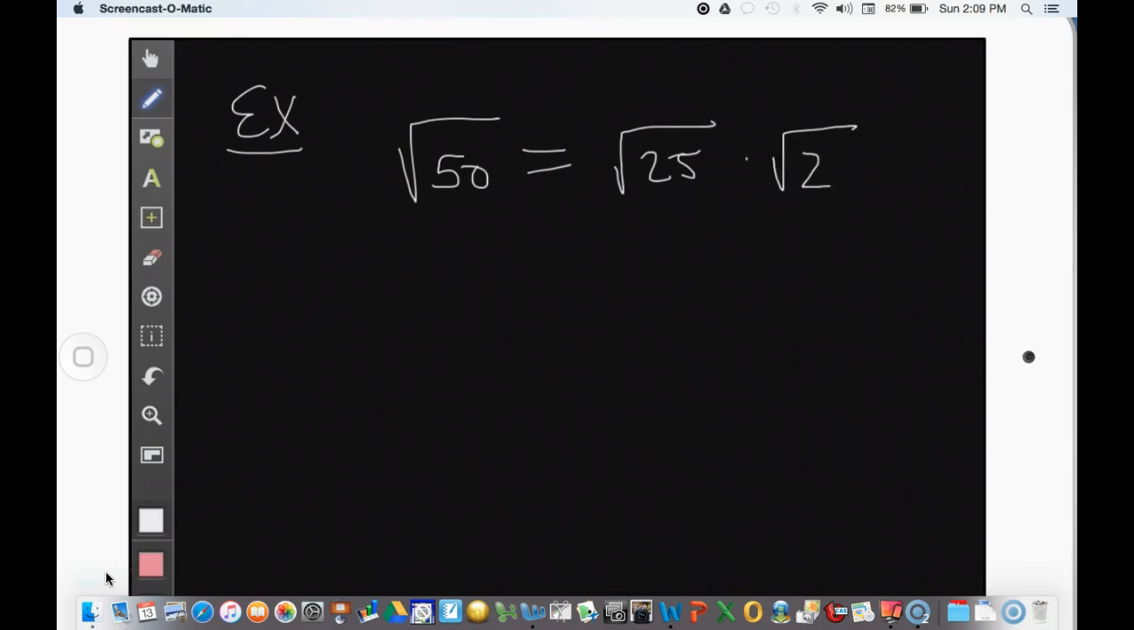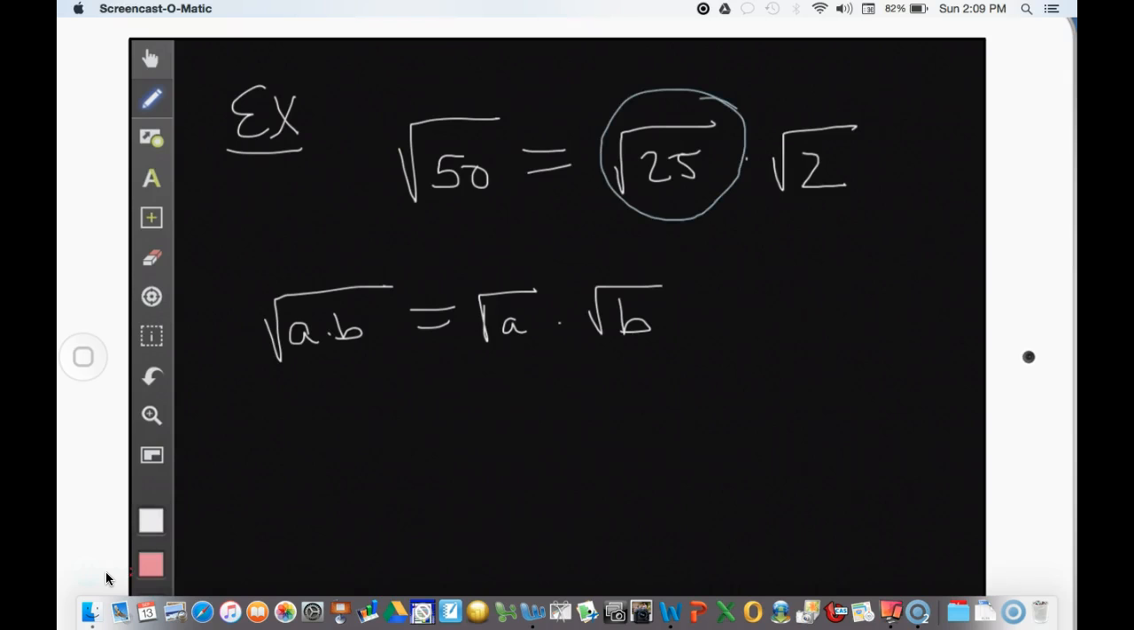If I say I want the square root of 50, what you should be saying in your mind is, hey, what perfect square goes into 50? And we would think 25 times 2. We're using the product rule here that radical a times b is the same as radical a times radical b. Now the beauty here is that the square root of 25 is a perfect square, so it can come out of the house as a 5 times radical 2.